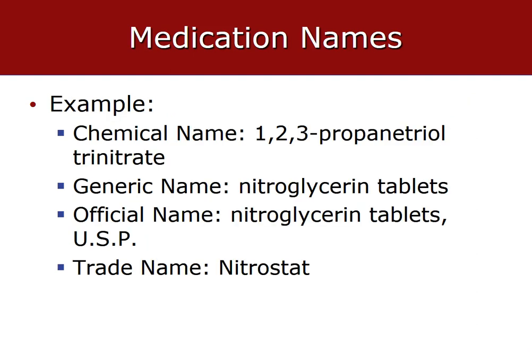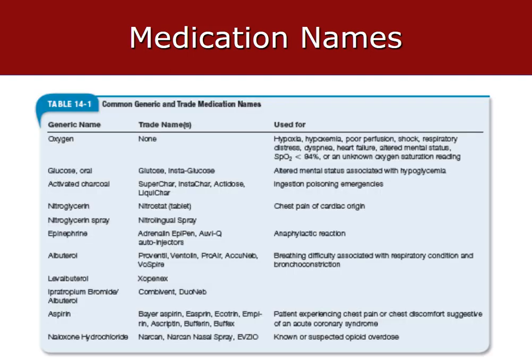Here's an example, okay? Chemical name, 1,2,3 propanetriyl trinitrate. The generic name is nitroglycerin tablets. The official name would be nitroglycerin tablets USP. And then the trade name is Nitrostat. Okay? If you're following along in your book, chapter 14-1, here's a common list of generic and trade name comparisons.